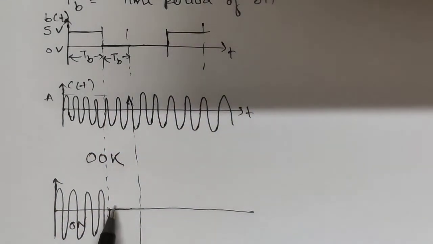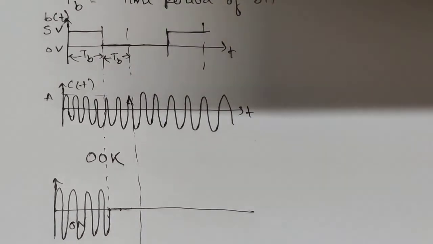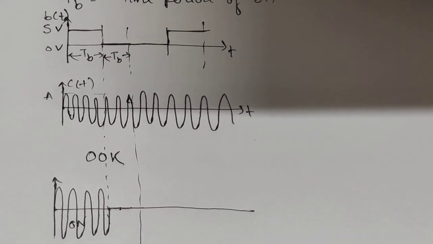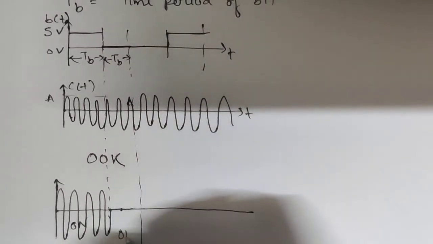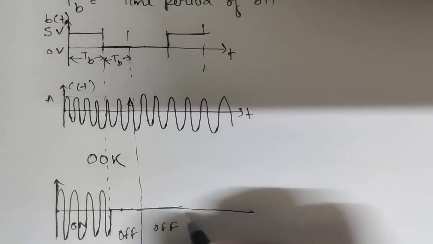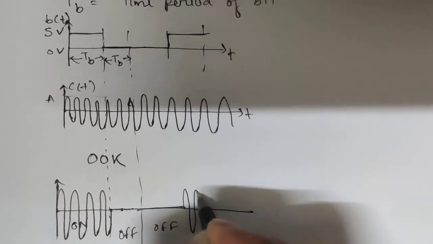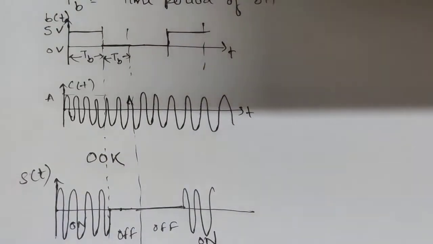Remember, we are sending. Here the carrier is off means we are putting down the level of carrier to 0. That shows that there is no information? No, that doesn't mean there is no information. There is information which represents 0. That's all. So this is off. And the process goes like this. So this is my signal s(t).